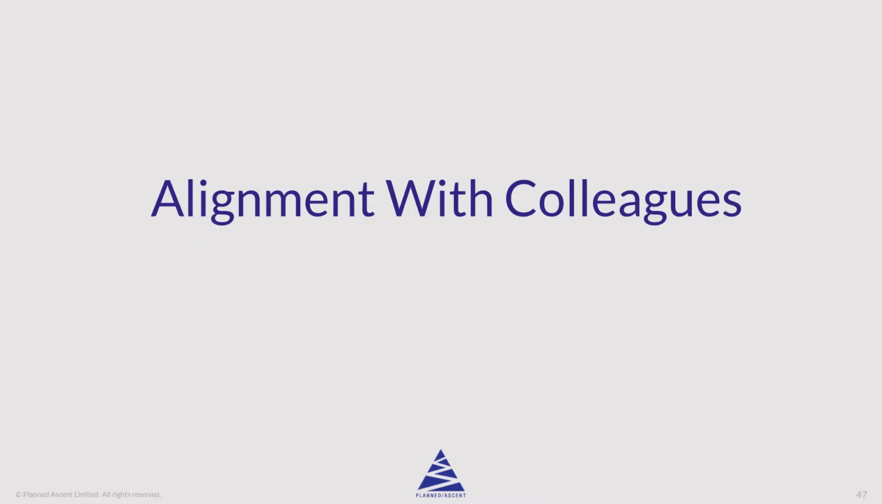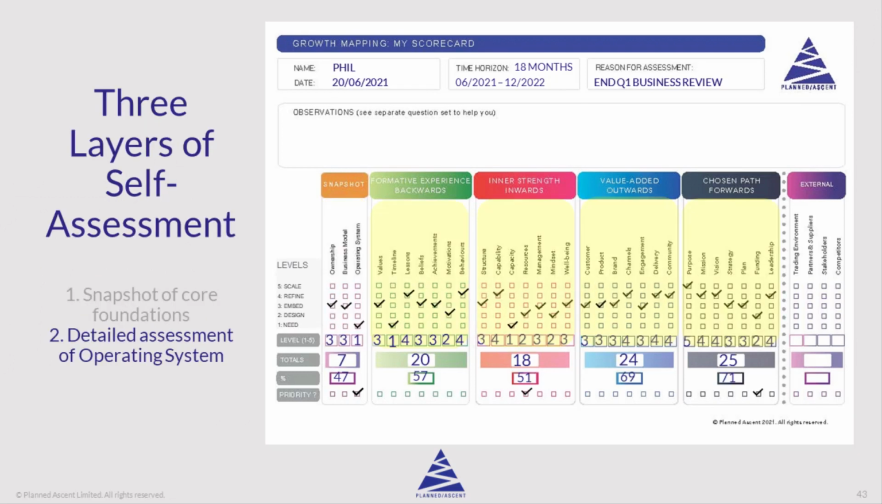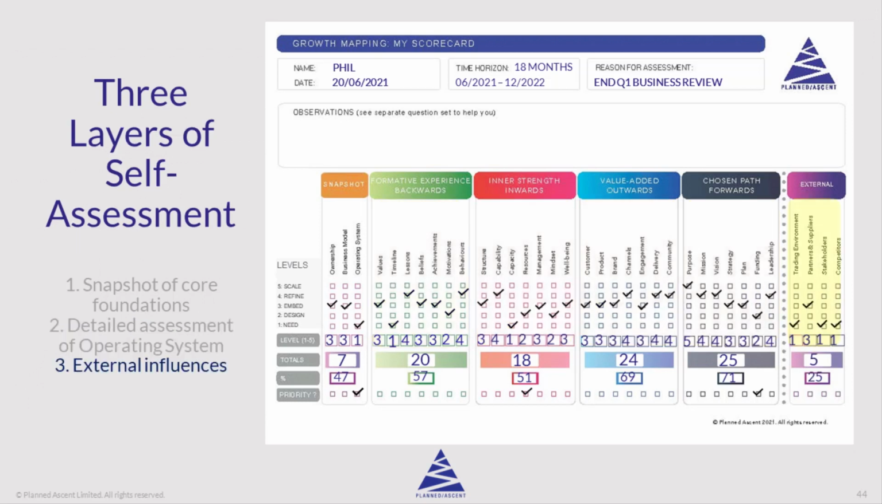Alignment with colleagues. You will now have completed 3 layers in your business self-assessment over your chosen time horizon, which according to your preferred work style may have taken a few minutes or significantly longer. Your instinctive snapshot of your 3 core foundations: ownership arrangements, business model, and operating system. Your detailed assessment of your operating system from 4 viewpoints, comprising 28 focal points that are within your sphere of influence. Your assessment of 4 external influences.